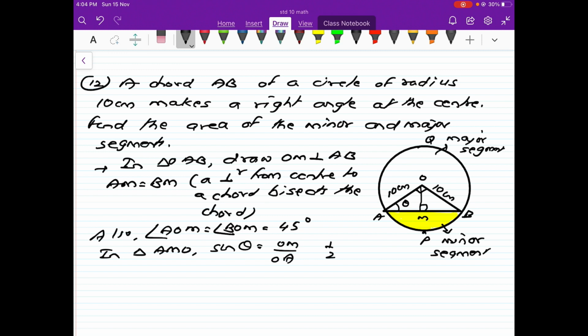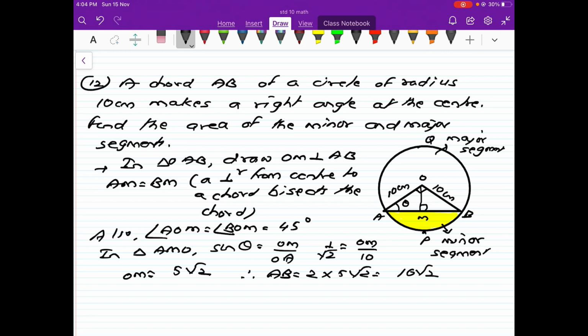So this is half, equal to OM upon 10. Therefore OM is equal to 1 upon root 2, OM is equal to 5 root 2. So therefore I can write AB is equal to double of this. So 2 into 5 root 2 means 10 root 2.